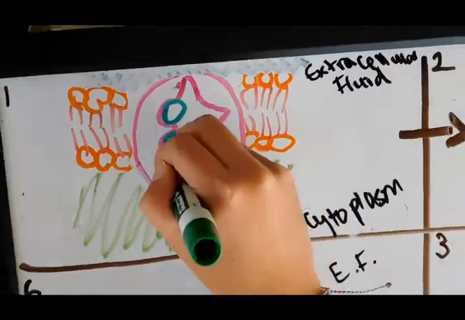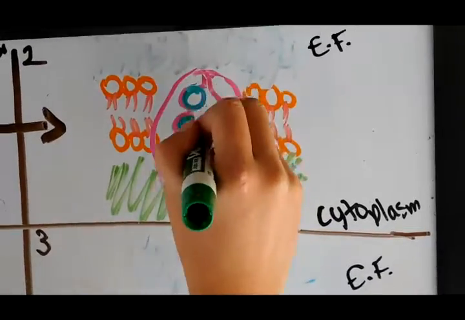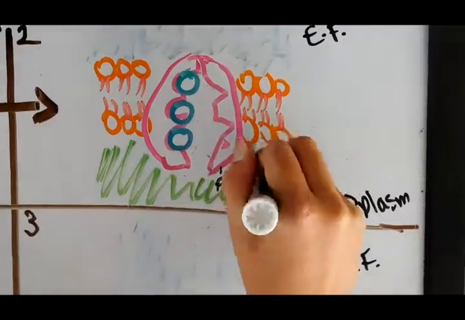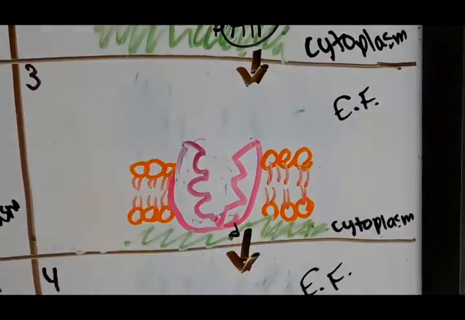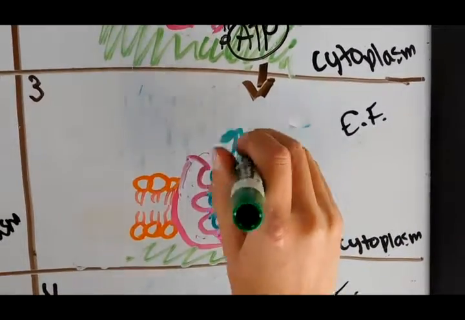Active transport is when molecules or ions are pumped from a low concentration to a high concentration across a membrane, against the concentration gradient. This requires energy in the form of ATP. An example of this is the sodium ion and potassium ion pump.